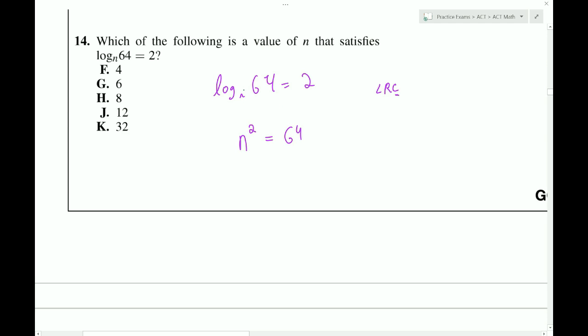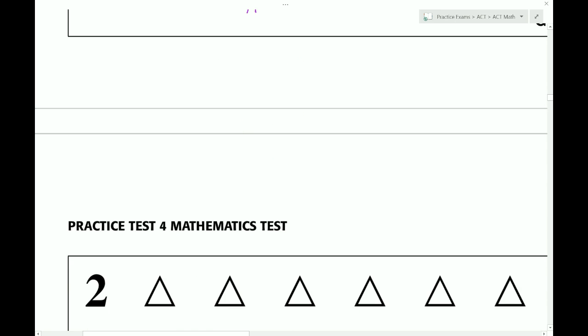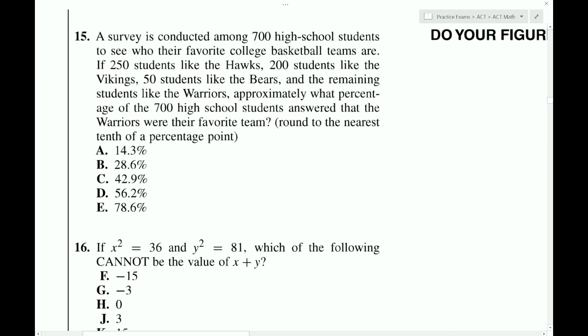So basically it's left, right, and then center. So you write the left, the right, and then equals the center. So n squared equals 64. We can square root both sides, and we know that n would equal 8. Choice H. Technically plus or minus 8, but they didn't have negative 8.